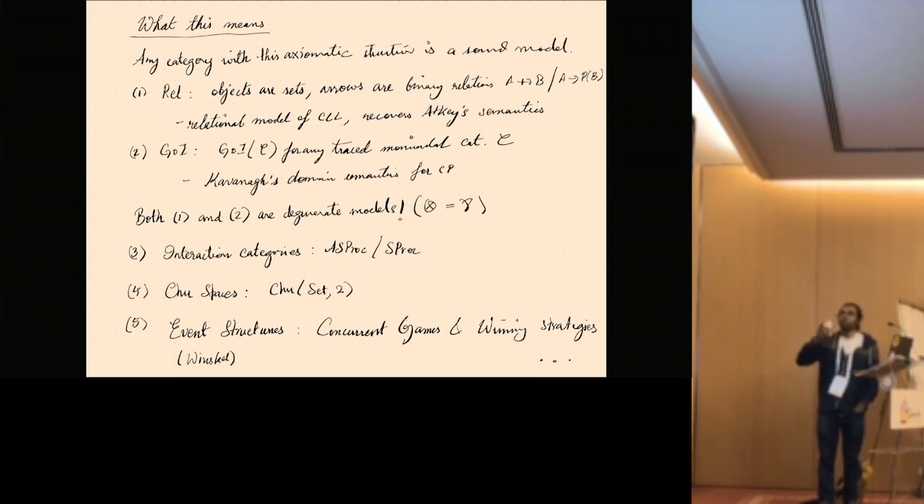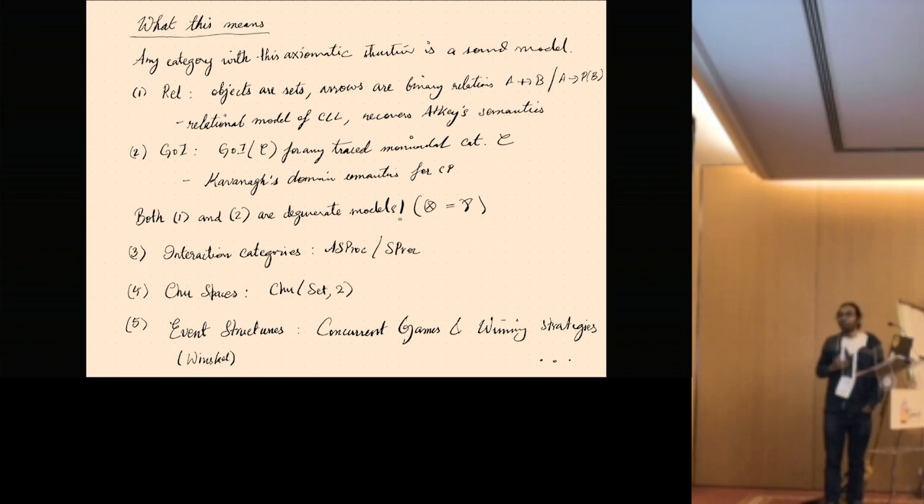The simplest model is the category of sets and relations, and if you instantiate the semantics, you recover Bob Atkey's semantics. If you like geometry of interaction, if you instantiate geometry of interaction on the category of CPOs, it becomes a compact closed category which also has this structure, and this recovers Ryan Kavanagh's domain semantics for CP. But both of these models are actually degenerate. They don't tell you much about what's actually concurrent.